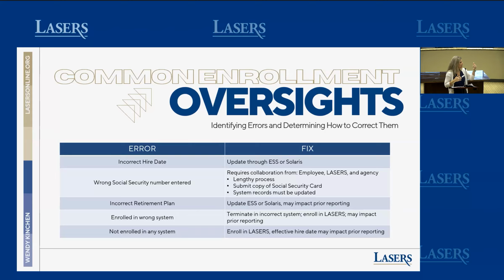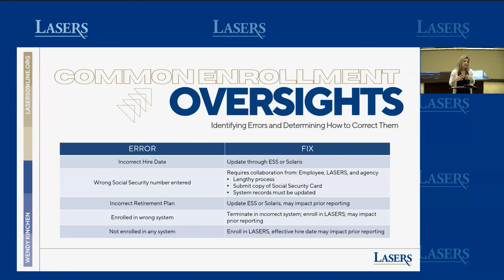Again, that incorrect hire date, the wrong Social Security number, and that could be something as simple as numbers being transposed. If a Social Security number is entered incorrectly, that is one of the most difficult corrections to make where enrollments are concerned, because they require that LASERS get involved, you get involved, as well as we also have to involve the employee, because we have to get documentation, we have to correct the system, we have to enter the new process. So an incorrect Social Security number is a headache for everyone. So again, just double check that you haven't transposed those numbers.